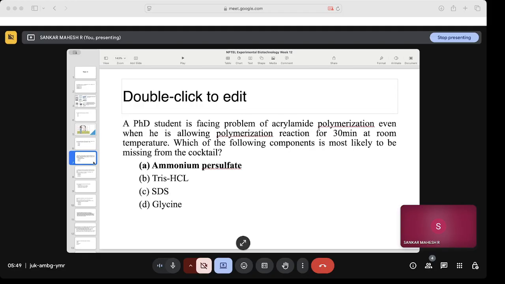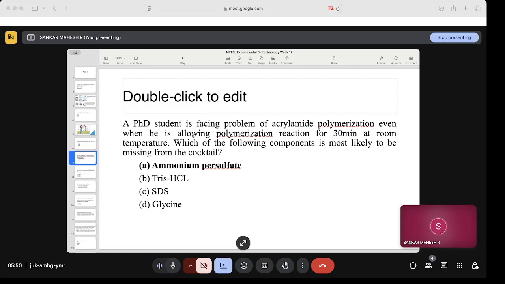Right. The next question is, a PhD student is facing a problem of acrylamide polymerization even when he is allowing the polymerization reaction for 30 minutes at room temperature. Which of the following components is most likely to be missing from the cocktail? Ammonium persulfate, Tris, SDS, and glycine.